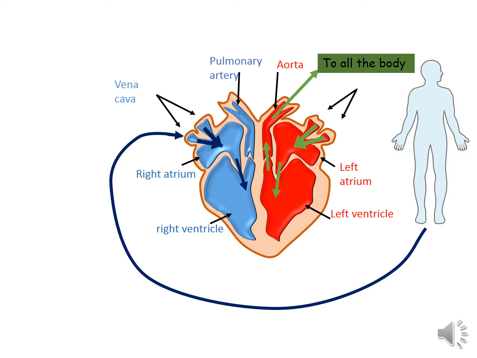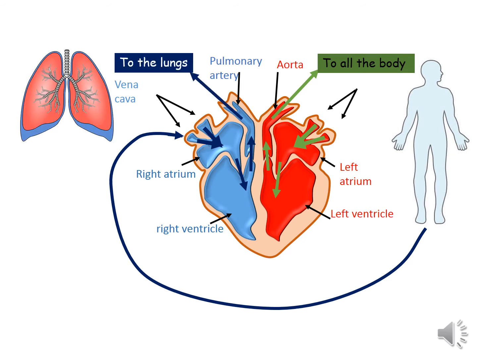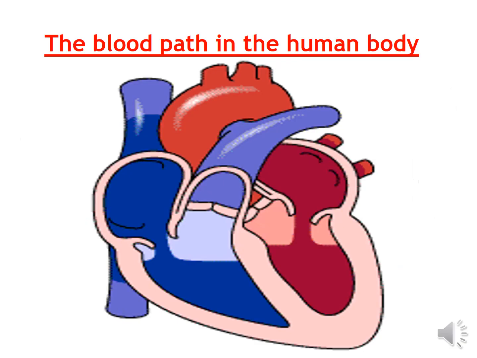From the right atrium to the right ventricle through a valve. The right ventricle pushes the blood through the pulmonary artery to the lungs to exchange gases and returns back to the heart through pulmonary veins inside the left atrium. From the left atrium to the left ventricle, and the left ventricle pushes the blood through the aorta to all body cells and returns back from body cells to the heart through the vena cava veins inside the right atrium, and so on.